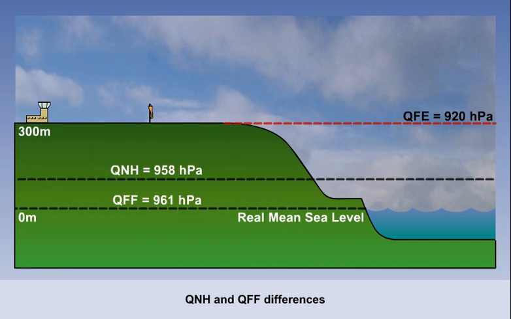Because the QNH value is not as high as QFF, it will be found just above the real sea level. If QNH is set on the altimeter, and the aircraft is at the real mean sea level pressure, the altimeter will read below zero. Summarizing, we can see that at locations above mean sea level, in a colder than ISA atmosphere, QFF will be greater than QNH.